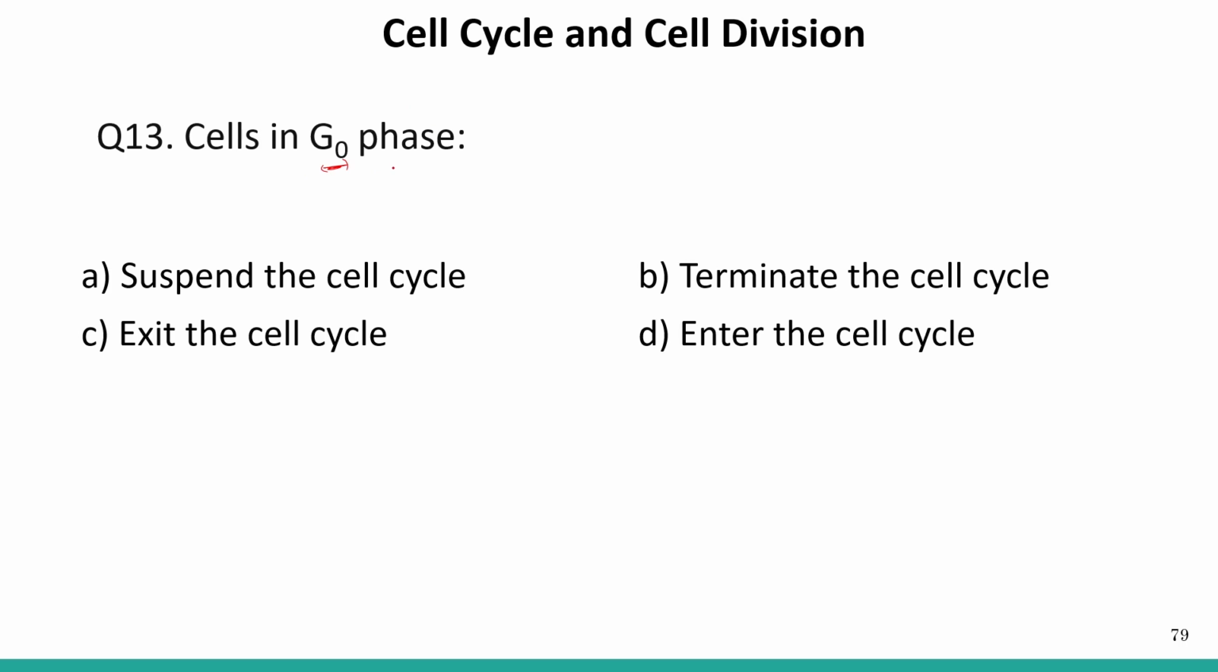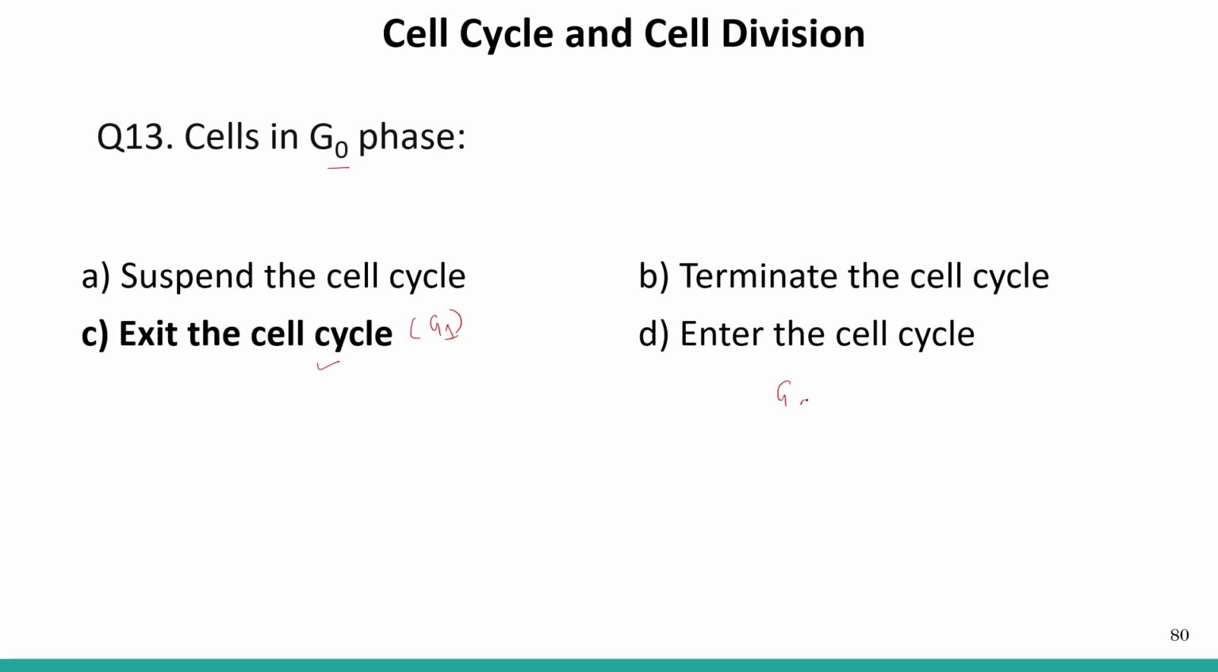The next question is about cells in G0 phase. G0 phase is known as the quiescent or inactive phase, where the cells are metabolically active but they are not dividing. All right, so the options are: cells in G0 phase suspend from the cell cycle, terminate the cell cycle, exit the cell cycle, or enter the cell cycle. What should be the answer? The answer is cells in the G0 phase exit the cell cycle at G1 phase and they enter the G0 phase.